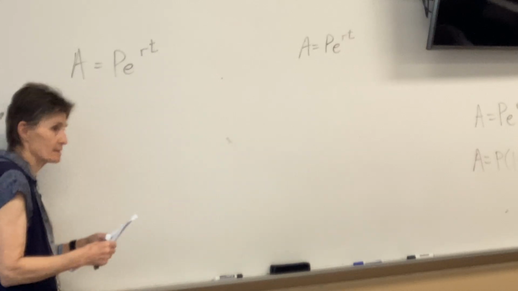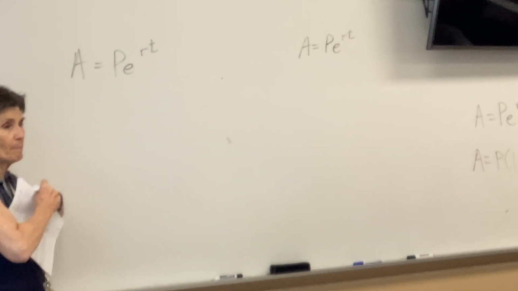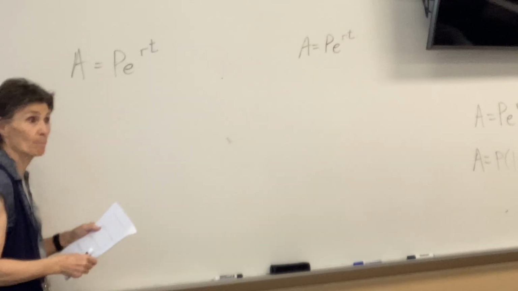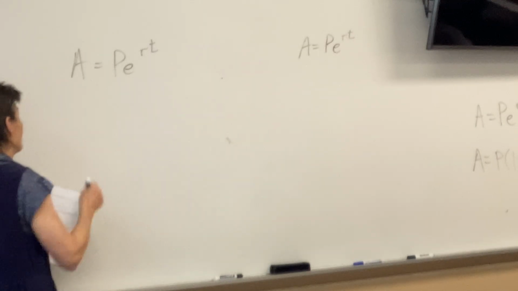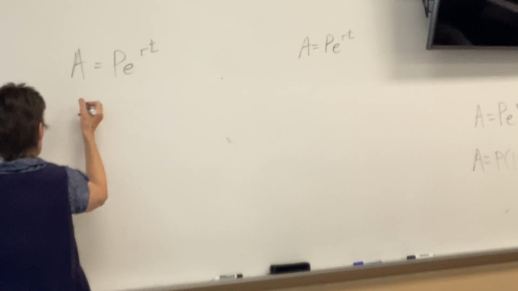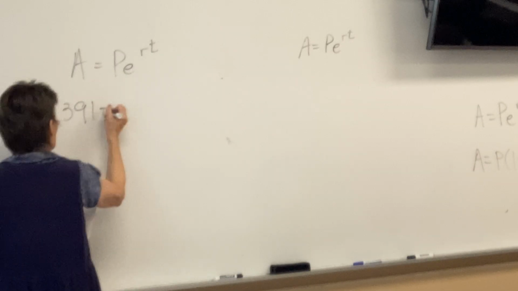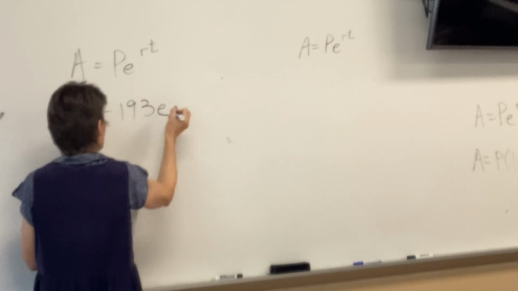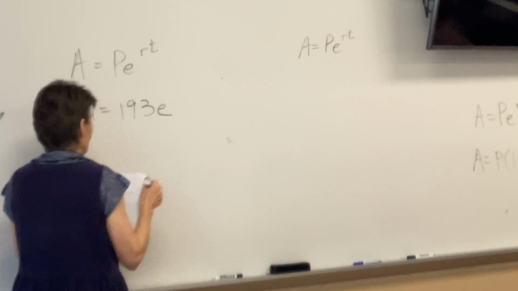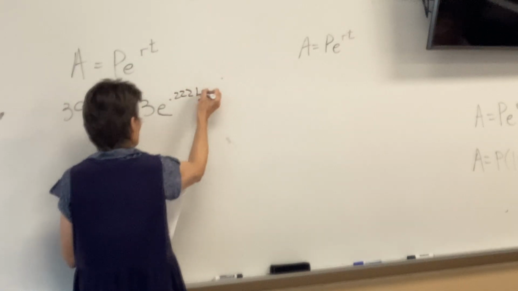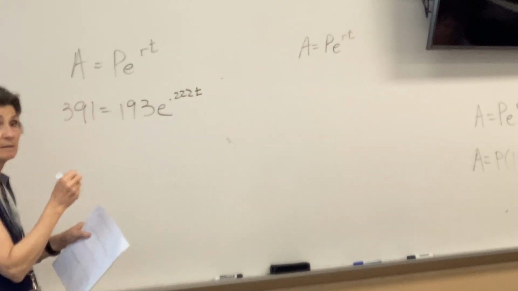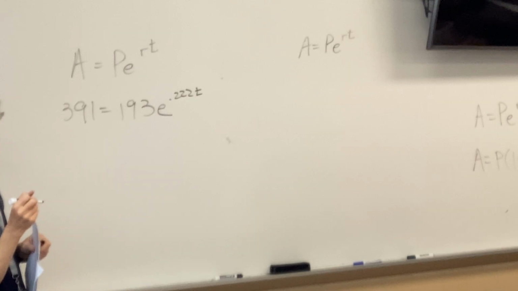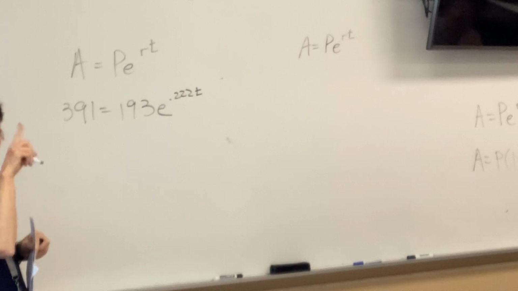Problem number 6. What did you write on your paper? Okay, starting with that. So per problem. All right, tell me what you wrote. What did you put in for A? 391. What did you put in for P? 198. Yep. Easy. What did you put in for R? 0.222. And then T was T, your variable? Notice where it is, right?